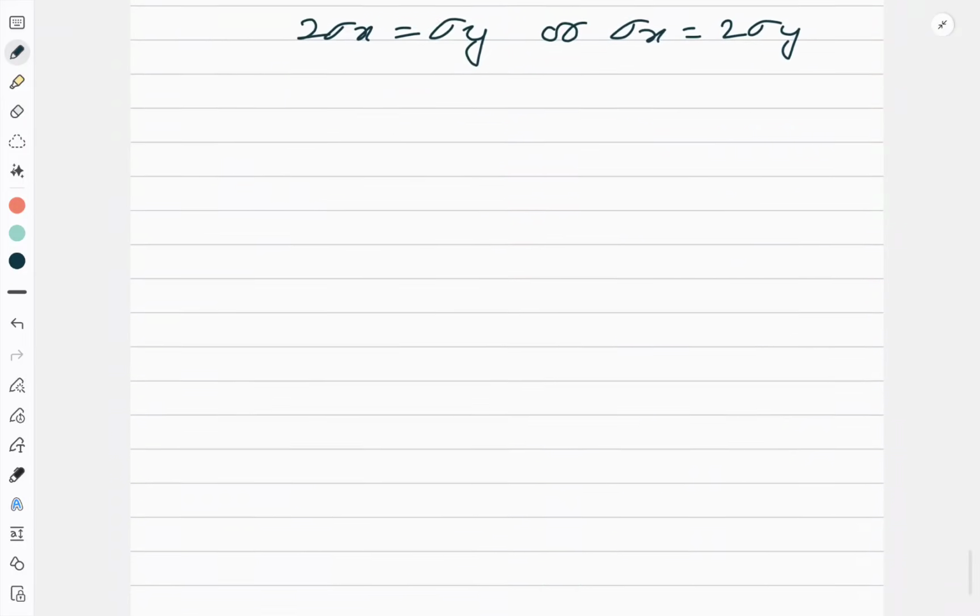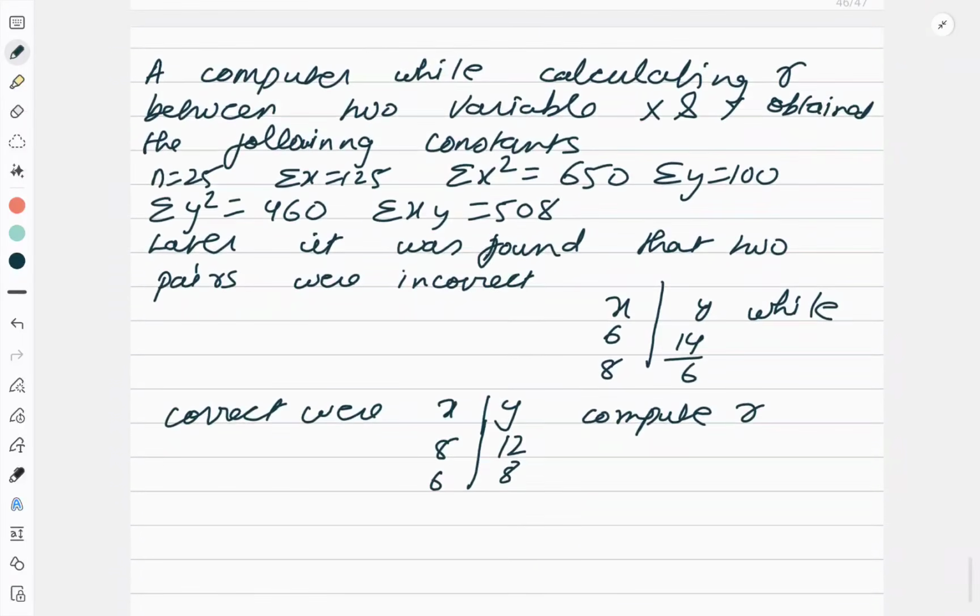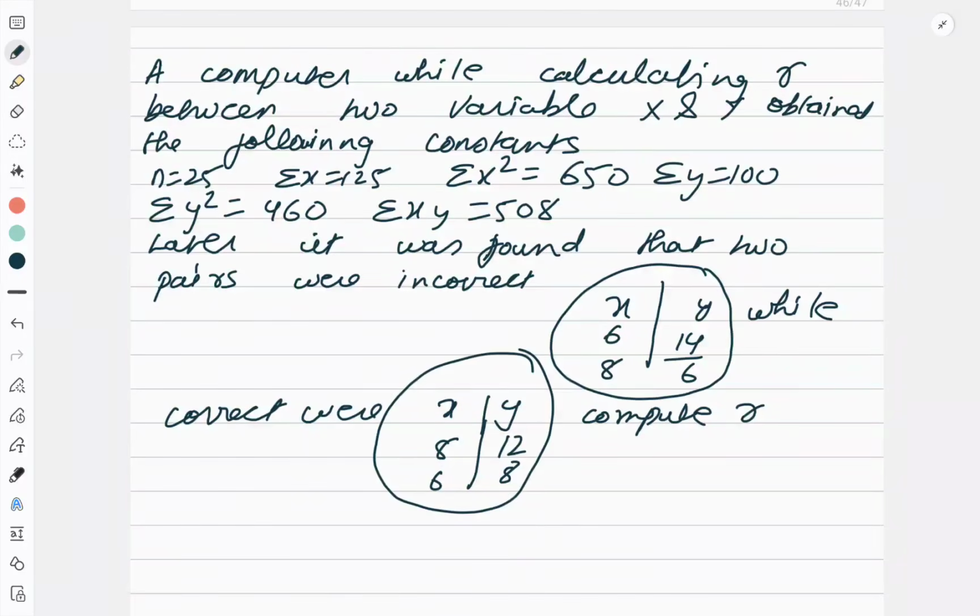Correct? Let us see one more question. It is a little different from whatever we have done till now. Now what exactly is given? They have given me the values of n, sigma x square, sigma y and all. But they are saying we calculated everything. At the end we realized that we have taken the data wrongly for 2 values. The remaining data is fine, only for 2 values we have taken it wrong, but actually it was different. So there is a mistake.